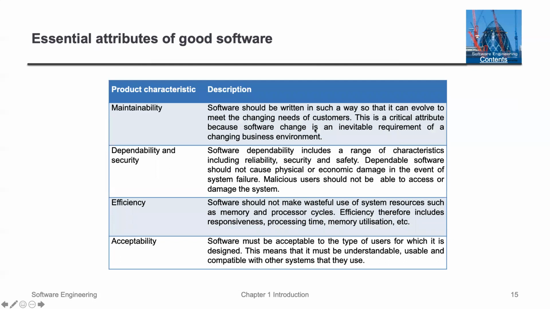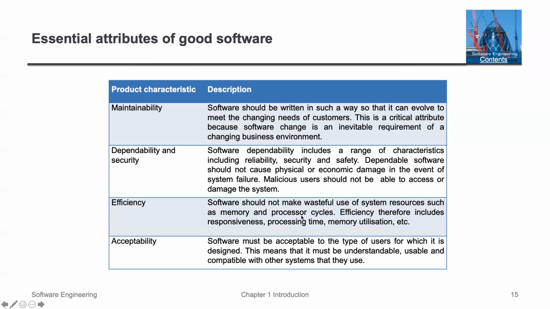For maintainability, software should be written so that it can evolve to the changing needs of the customers. This is a critical attribute because software change is an inevitable requirement as the business environment changes for whoever's using that software. In terms of dependability and security, software dependability includes a range of characteristics, including reliability, security, and safety. Dependable software should not cause physical or economic damage in the event of system failure. And finally, malicious users should not be able to access or damage the system. That's a whole other area in terms of security and cyber vulnerability issues.